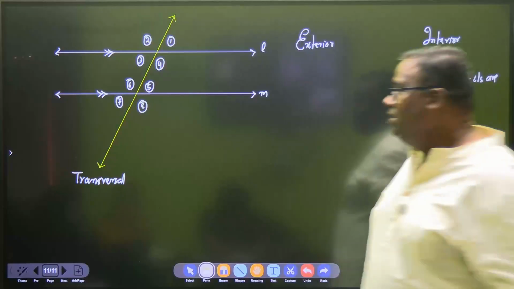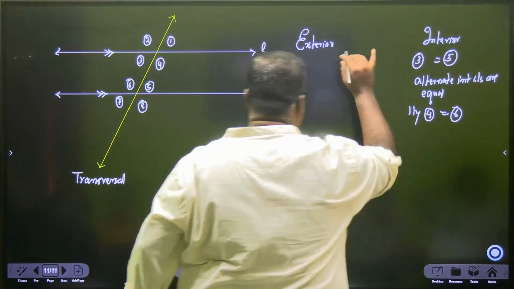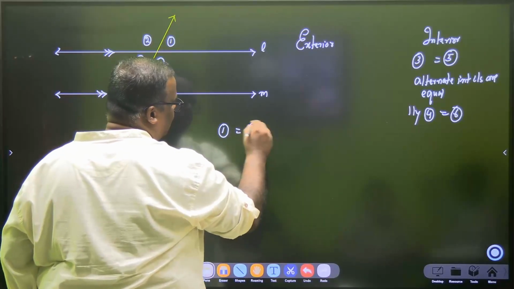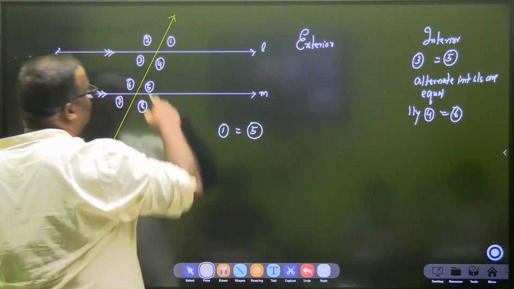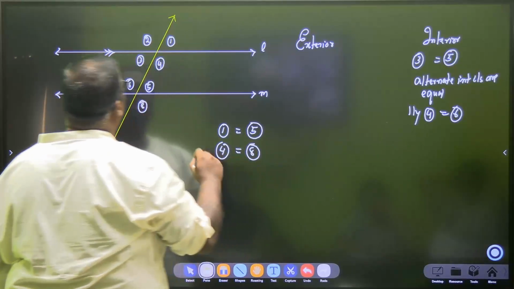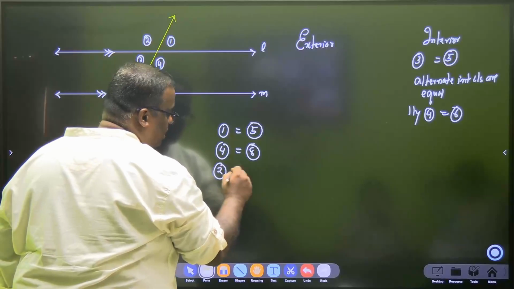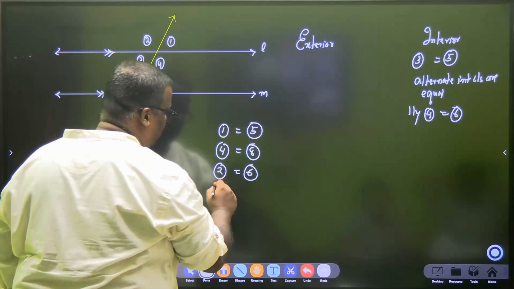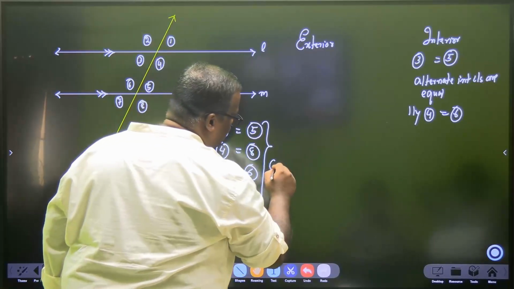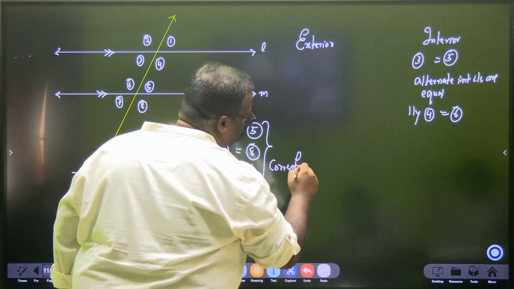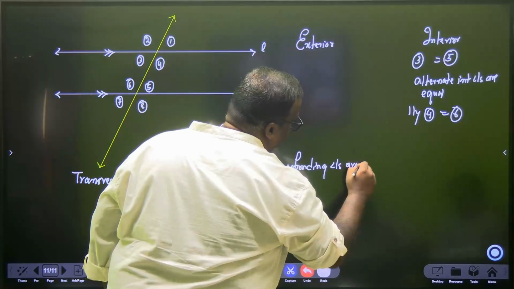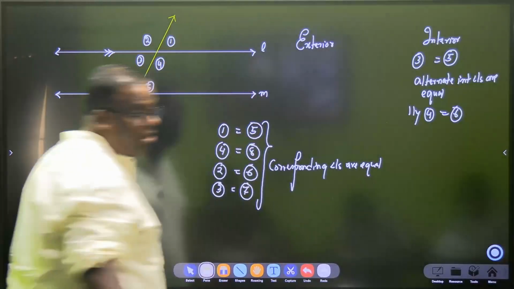Is this understood? So the first thing that you should know before these things is that 1 will always be equal to 5. Similarly, 4 will be equal to 8. Similarly, 2 will be equal to 6, and 3 will be equal to 7. These are known as corresponding angles, and these are always equal. Is the story clear now?